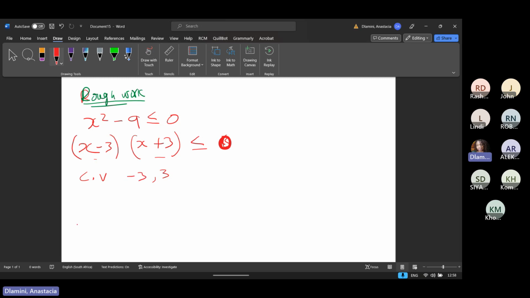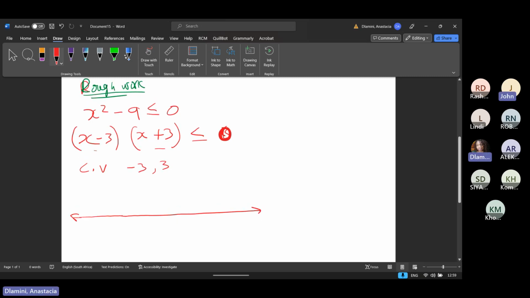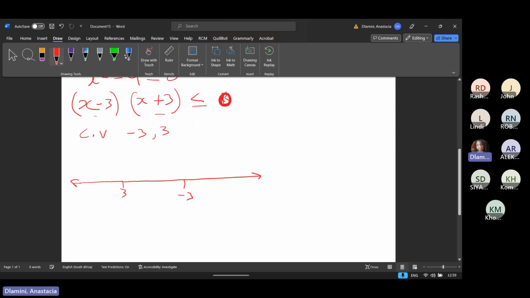Then you go and draw a line. I like this thing called the number line. So this is 3, this is -3. Am I correct on how I placed it? No. Help me then. Minus should be on the left. Thank you.